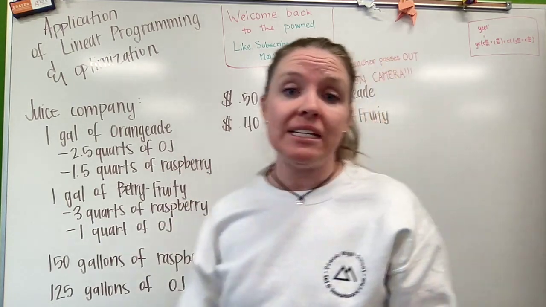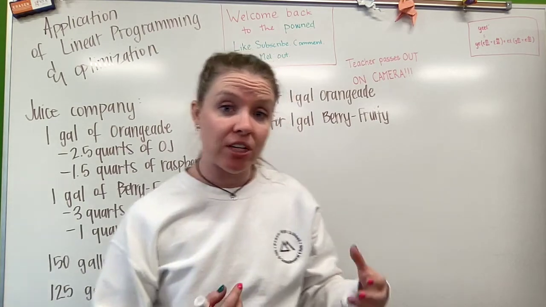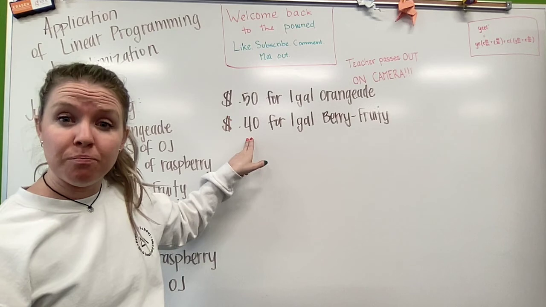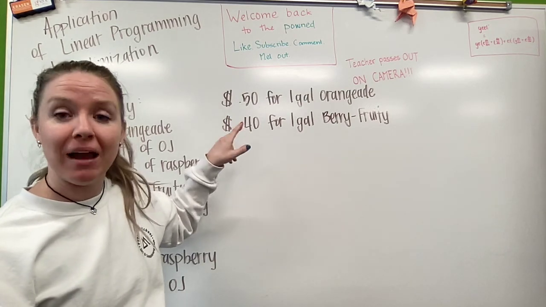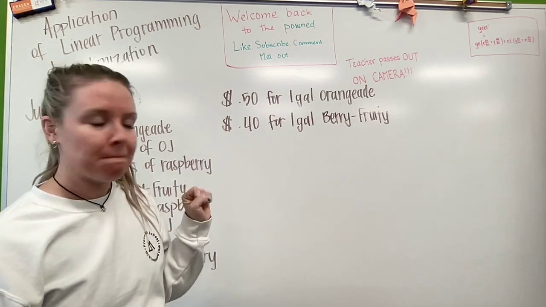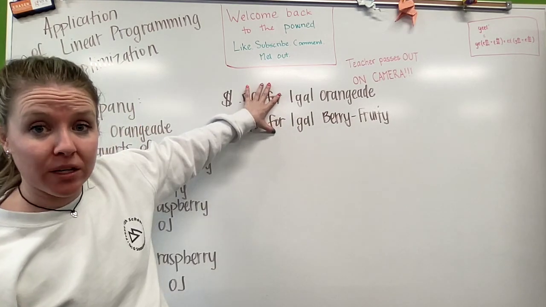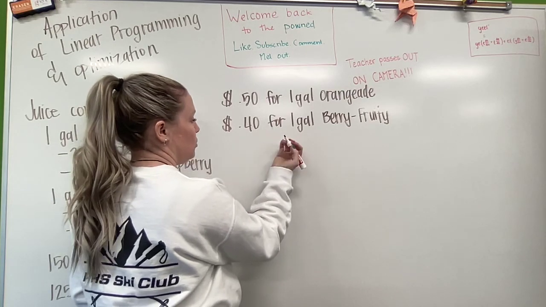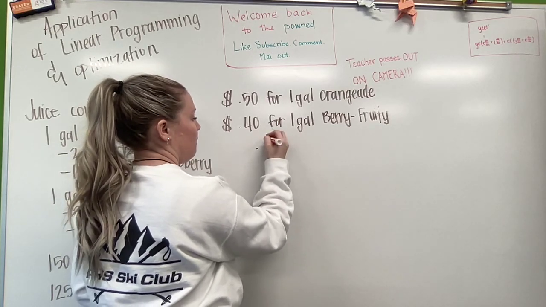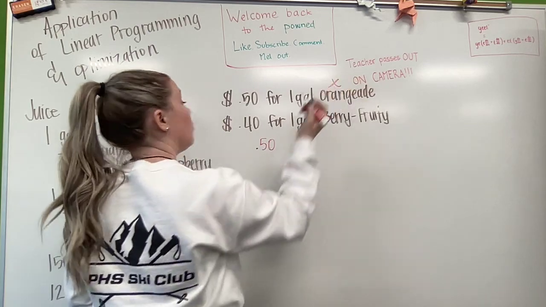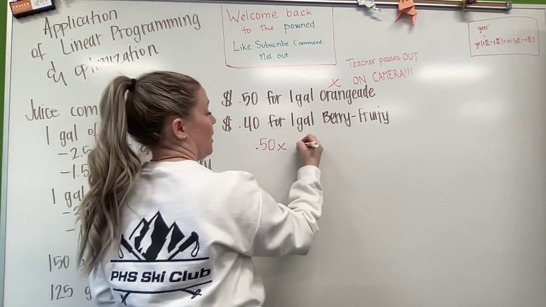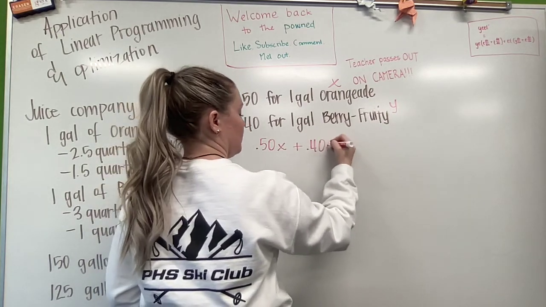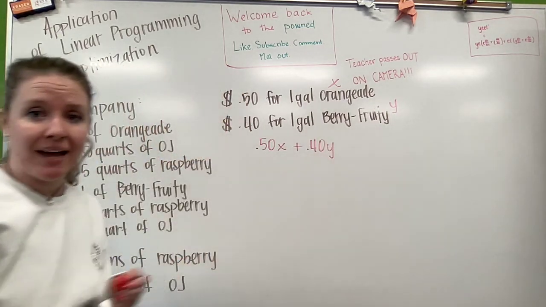So my goal is to figure out how to maximize my revenue when I can sell a gallon of orangeade for 50 cents and a gallon of berry fruity for 40 cents. So this is my objective. We want to make the highest revenue. So we're going to say we got 50 cents. I'm going to call orangeade x, and I'm going to call berry fruity y. So our goal is to maximize that.